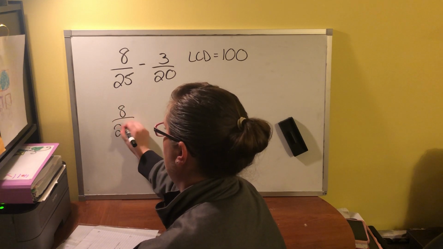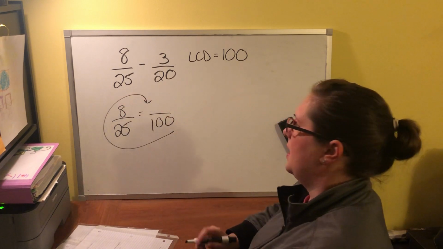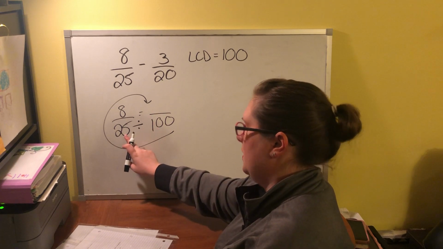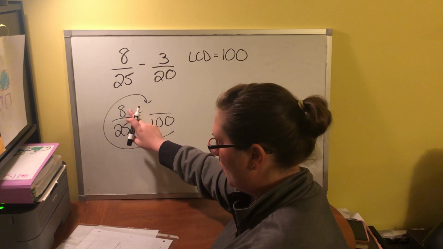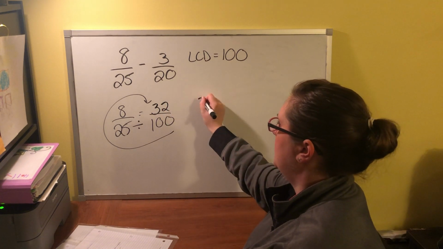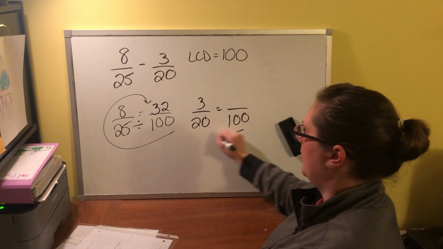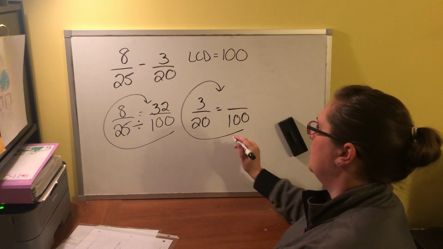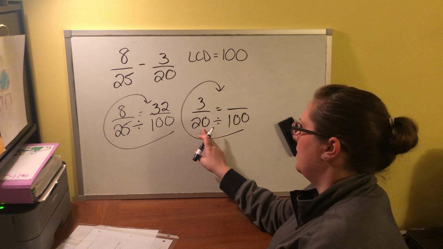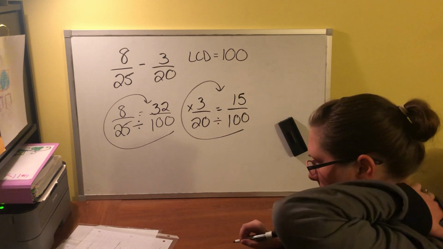So I have 8 over 25 equals, we don't know, over 100. And now we're going to do our circle method, moving in the left direction. So 100 divided by 25 is 4. 4 times 8 gives us 32. Same thing we're going to do with the 3 over 20. We're setting up our problem. And we're moving with our building equivalent fractions in the left direction. So 100 divided by 20 is 5. 5 times 3 gives us 15.